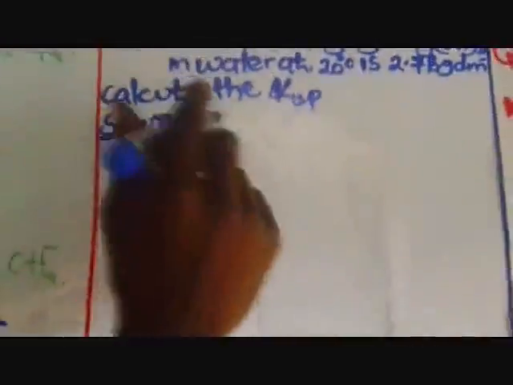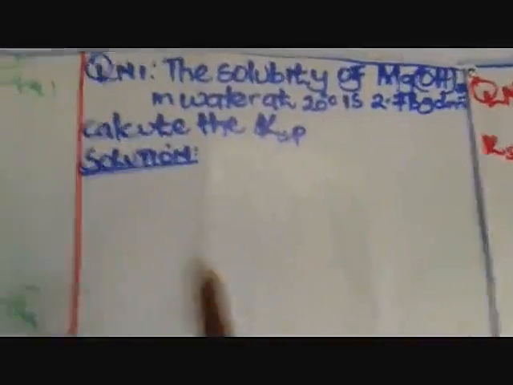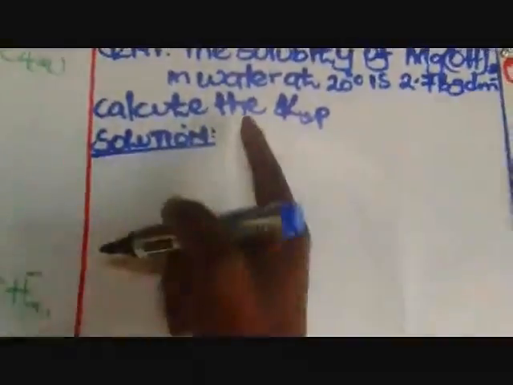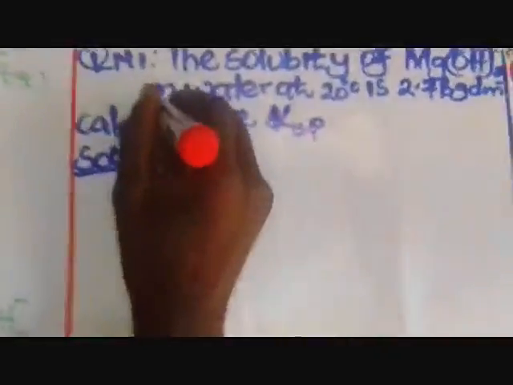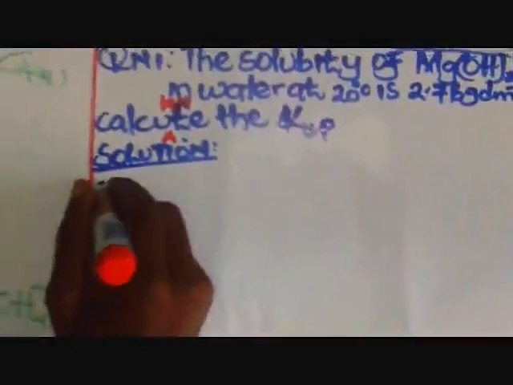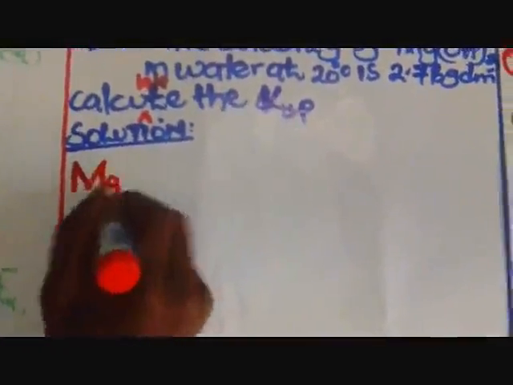Now let us try to work out this one. How can we calculate Ksp? Remember our topic is calculating Ksp. Now when we come here, they're telling us to calculate the Ksp. What we are going to do when approaching this question, my friends, is begin by writing the equation of the reaction.